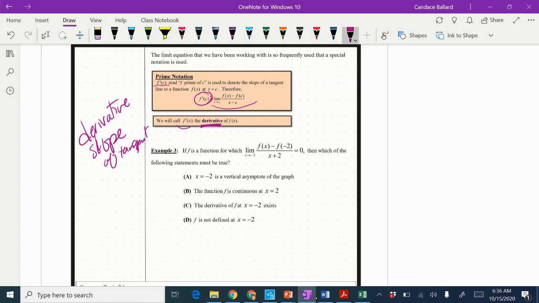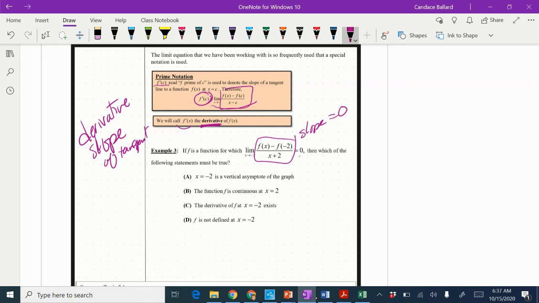So if f is a function for which the limit as x approaches -2, and notice this here looks identical to this, so it means we're going to find the slope of that line, okay? They're saying that that slope equals 0. So this is saying slope equals 0. Which of the following statements must be true?